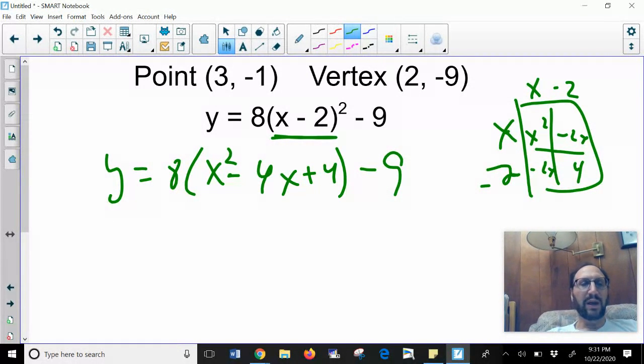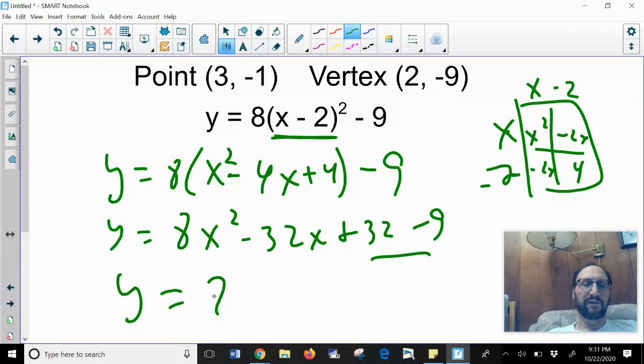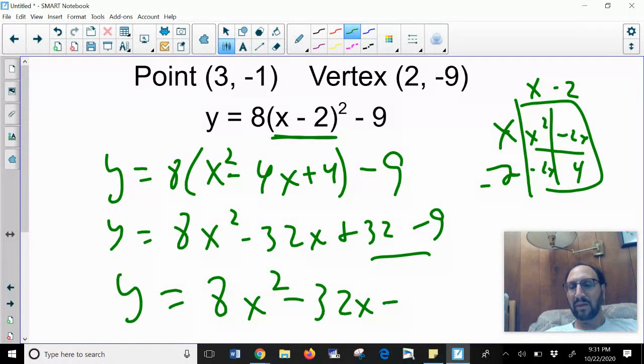I'm going to distribute the 8. 8x squared minus 32x plus 32 minus 9. So the minus 9 is still there. And then there's some like terms over there. So my final answer is 8x squared minus 32x plus whatever that is, 32 minus 9. And that's the final answer. That's in standard form, ax squared plus bx plus c.